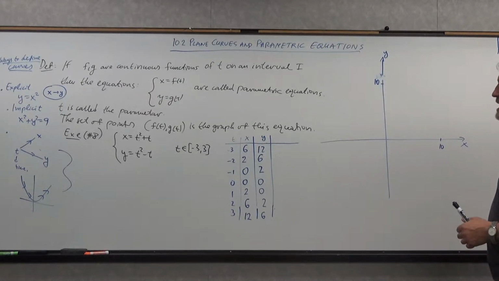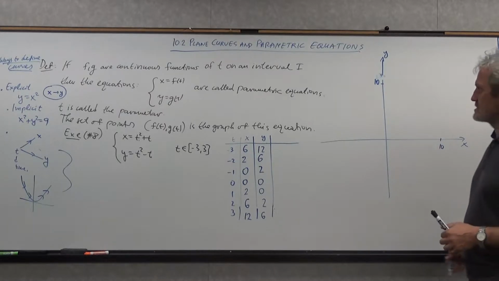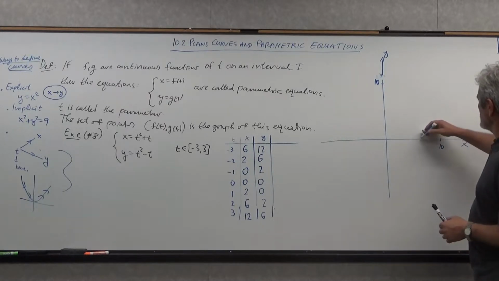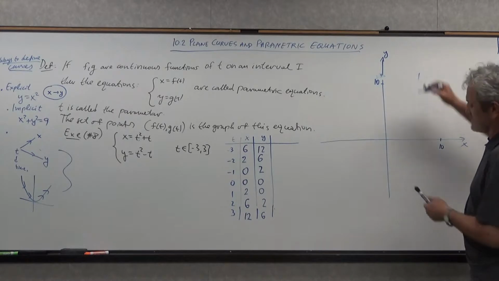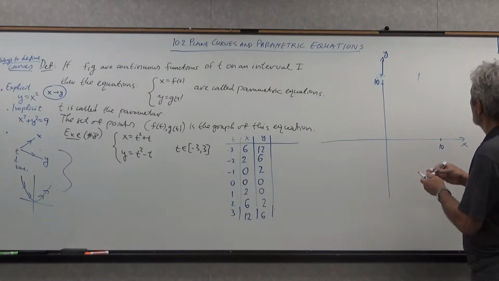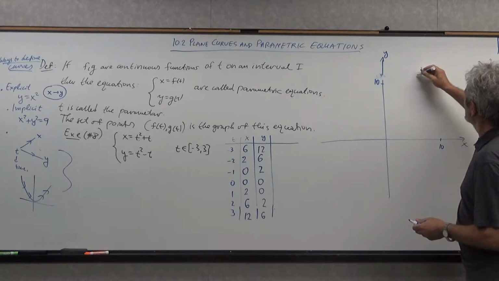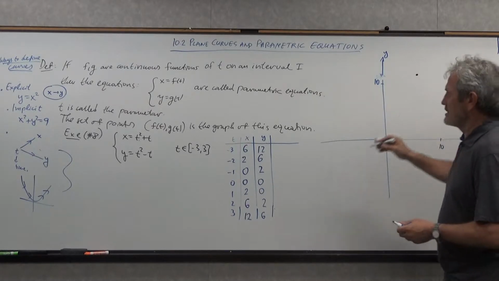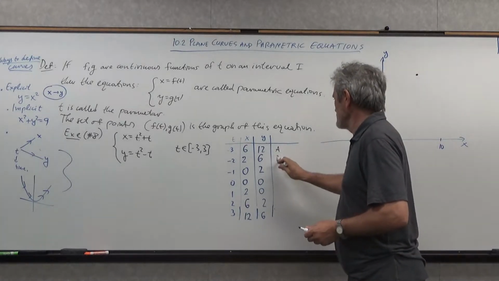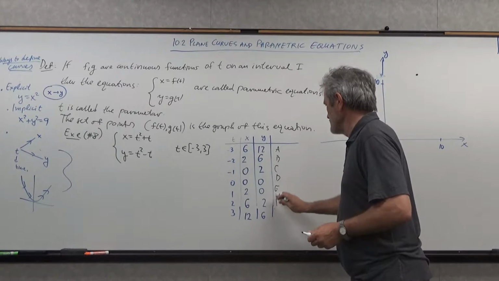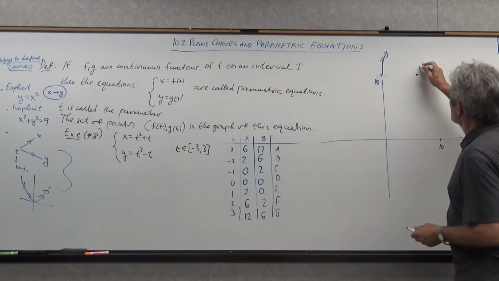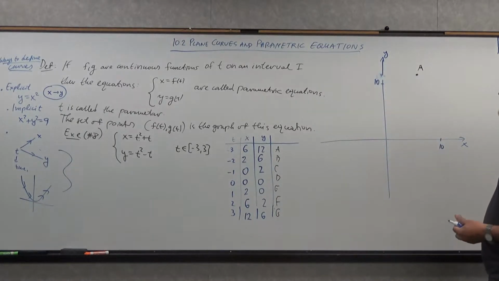So what happens? In the beginning of the story, we are at 6 and 12. So 6 and 12 is somewhere here. Let me give them the names: A, B, C, D, E, F, G. So here's my point A.